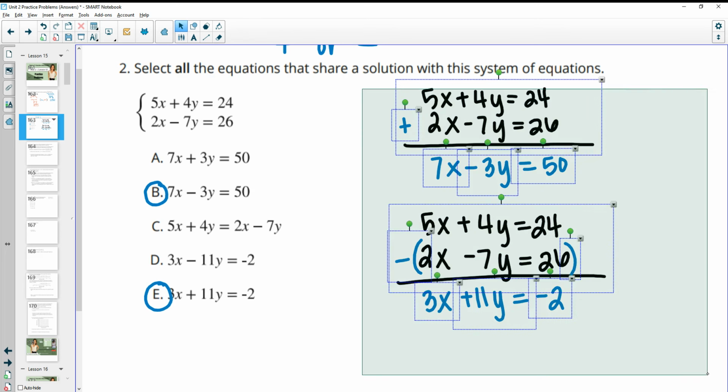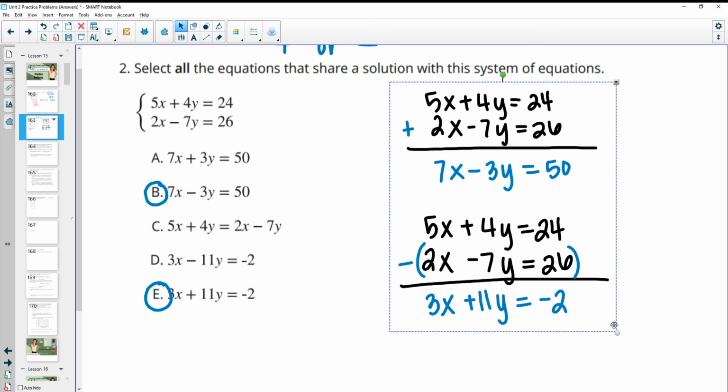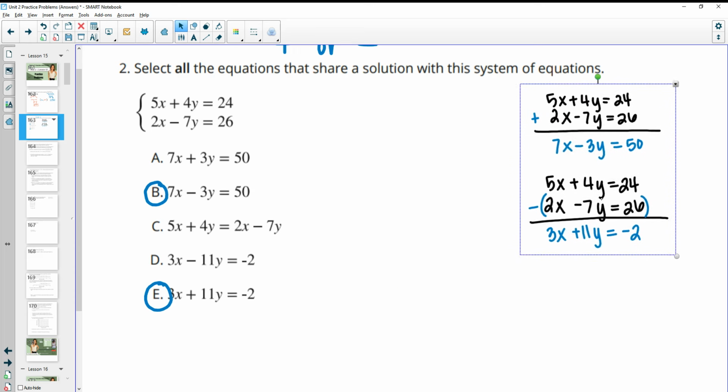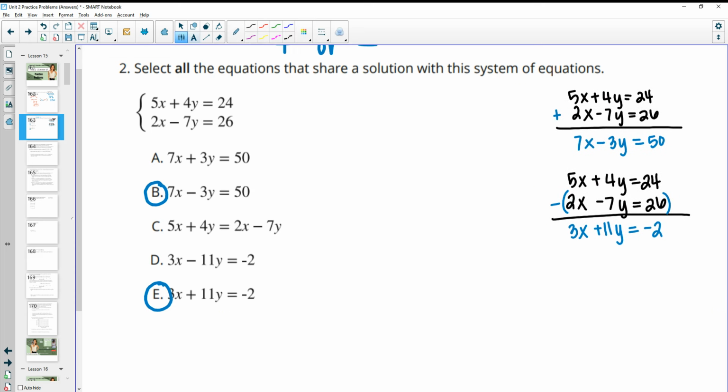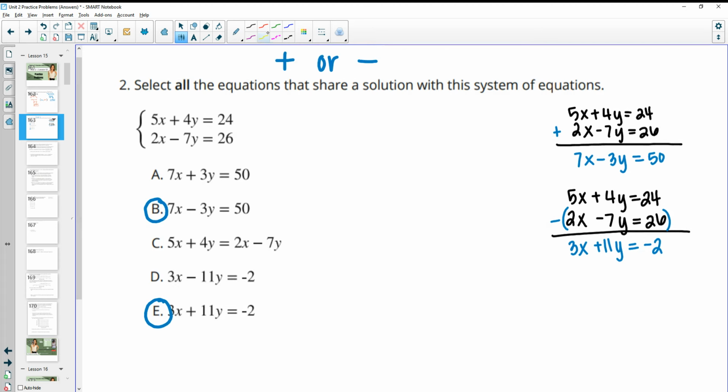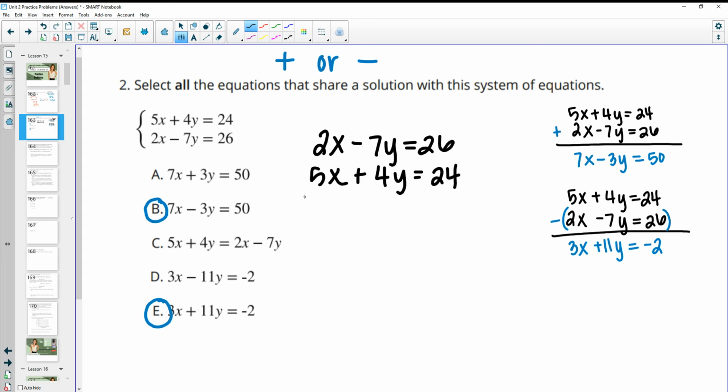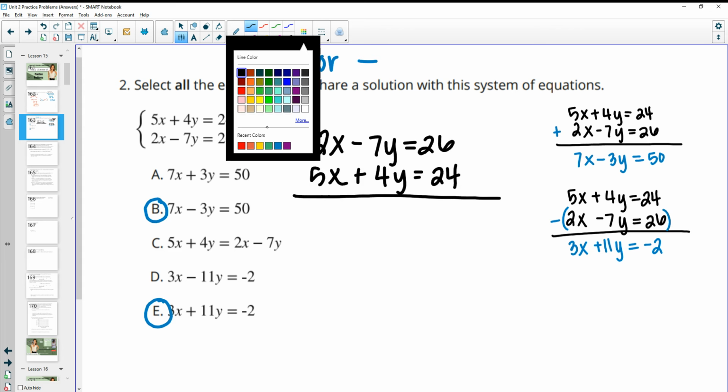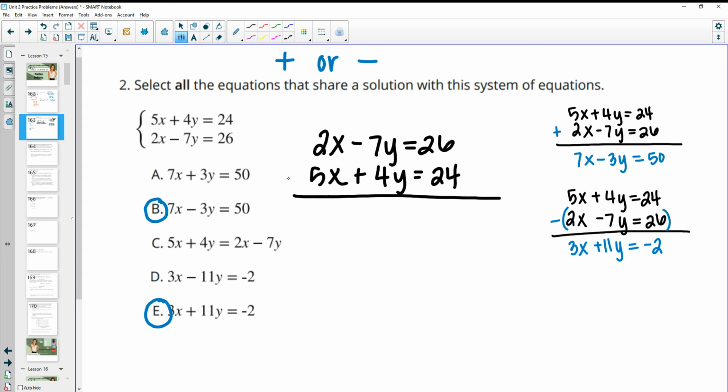I'm going to just make these a little bit smaller so I get some more room. So now when we change the order of the subtraction, when I subtract the first one from the second one, so when I write it like this, that's going to change the answer.